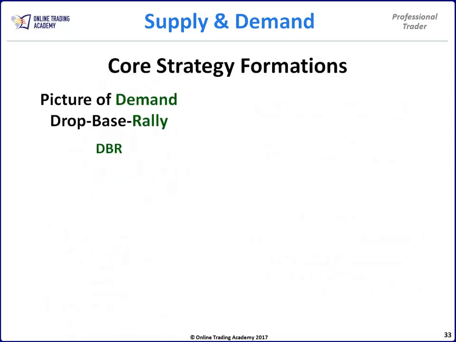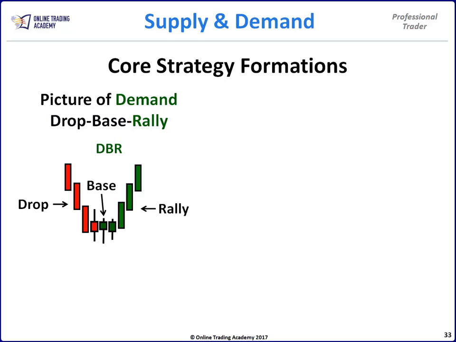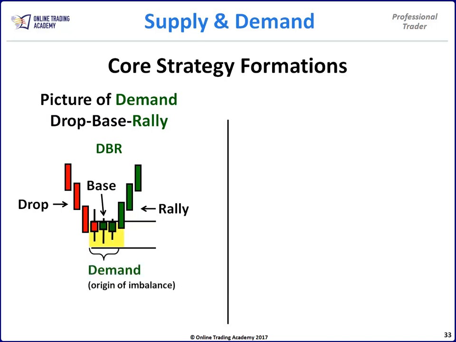The first picture of demand we have is called a drop base rally, or often written as a DBR. What this looks like is a drop in price followed by a sideways or basing action and a rally out in price. At that base, at the origin of the rally, that's going to be where our demand zone is sitting. That's where the imbalance between supply and demand is at.